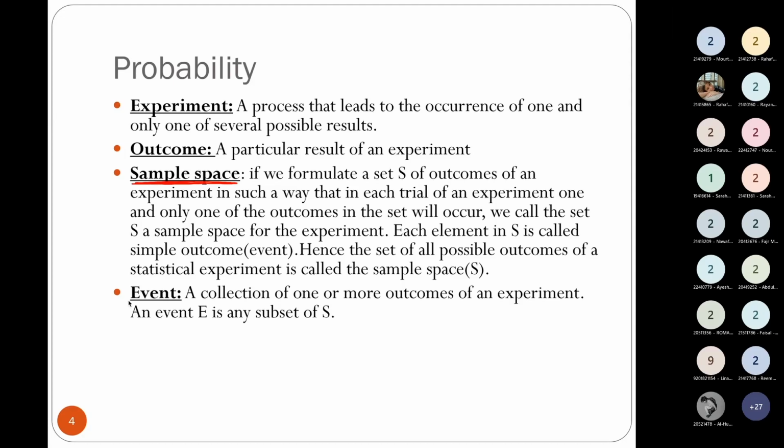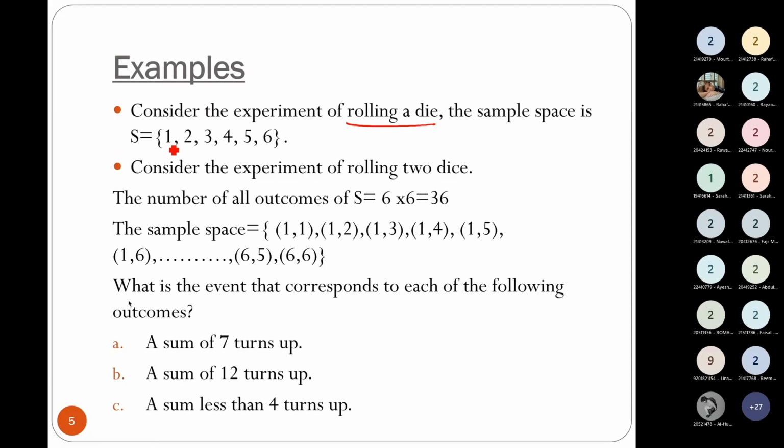Okay. In our example, the sample space is usually written as capital letter S equals 1, 2, 3, 4, 5, 6. The sample space contains all the outcomes. If we are rolling, for example, a coin, we have 2 outcomes, head or tail, H or T. Okay.